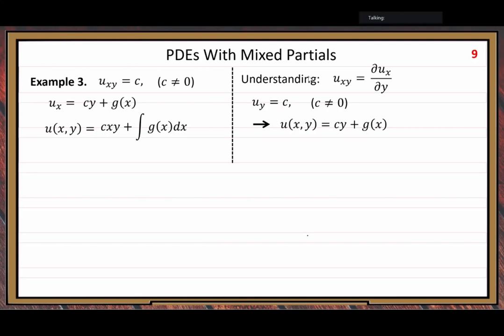Let's look at it here. For the u function, you take partial x, then partial y. Can you switch the order? You take partial y first, then partial x second. The order doesn't matter. Now, if we switch the order, that means we can do similar things. Uxy equals cx plus hy.